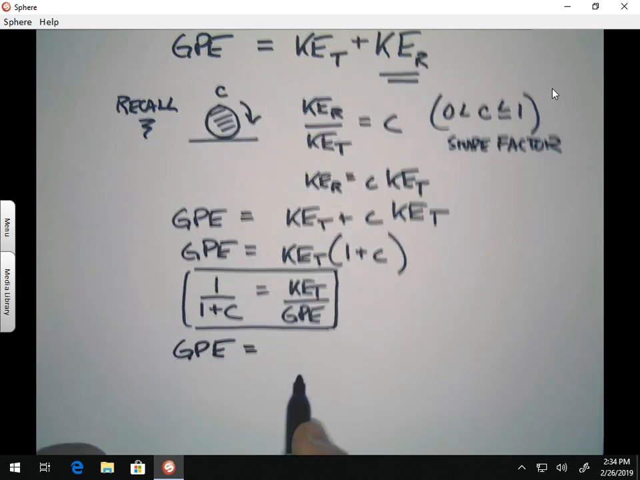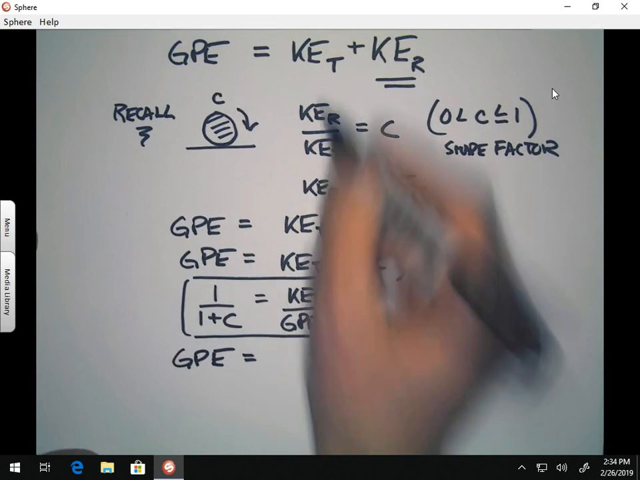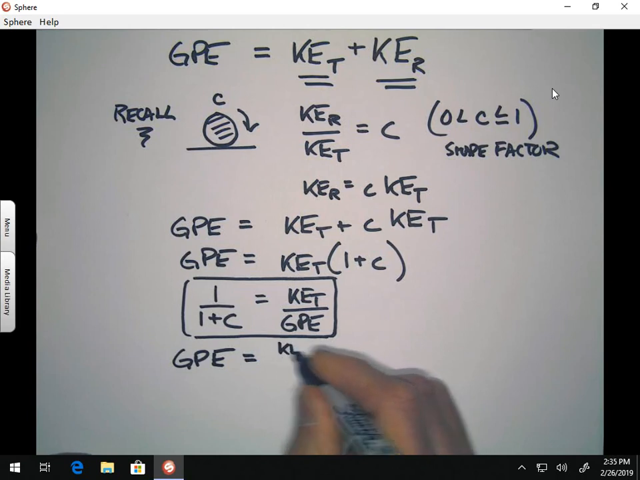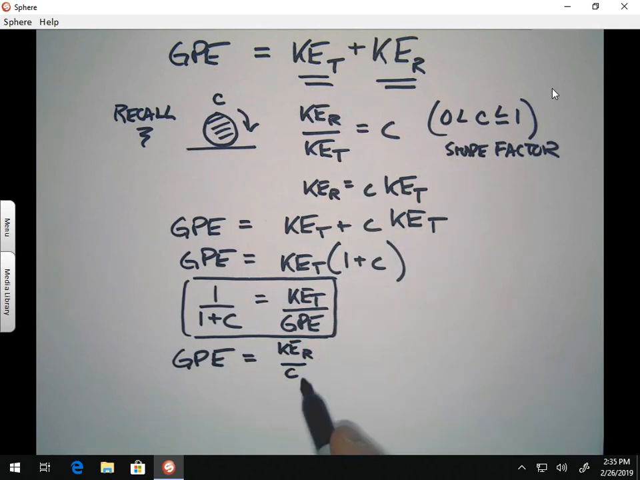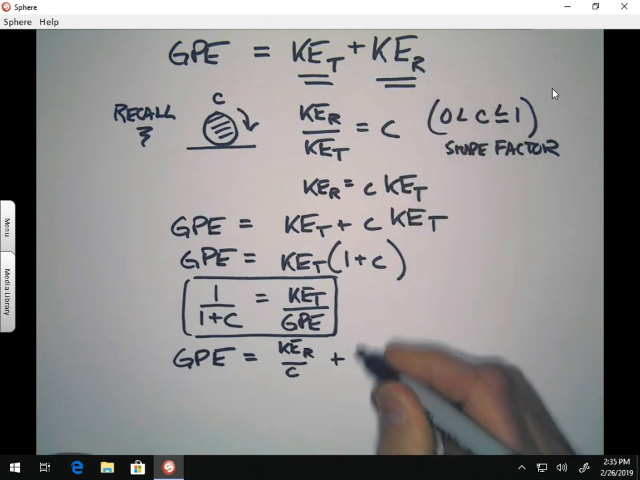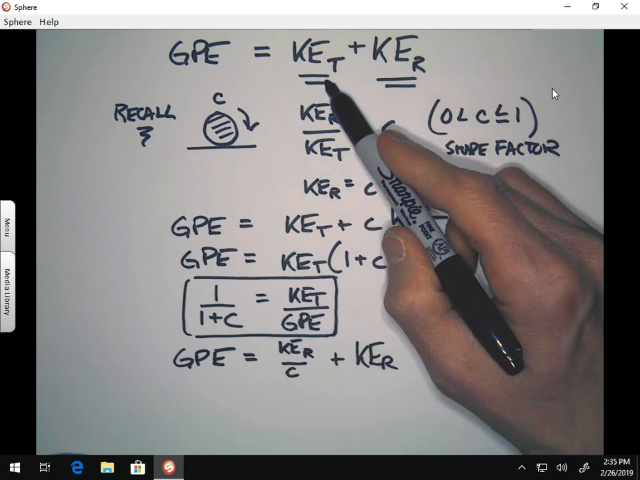Let's do our substitutions again, except now I want to substitute for Ke translational. Now I want to get rid of this, and I will allow you to check this, but using the same relationship up here, we're now going to kick out the KET and replace it with this, and then plus KER. You see what we did?